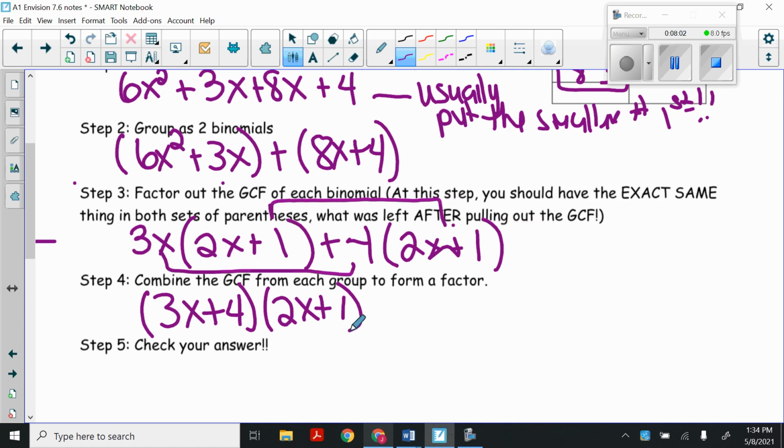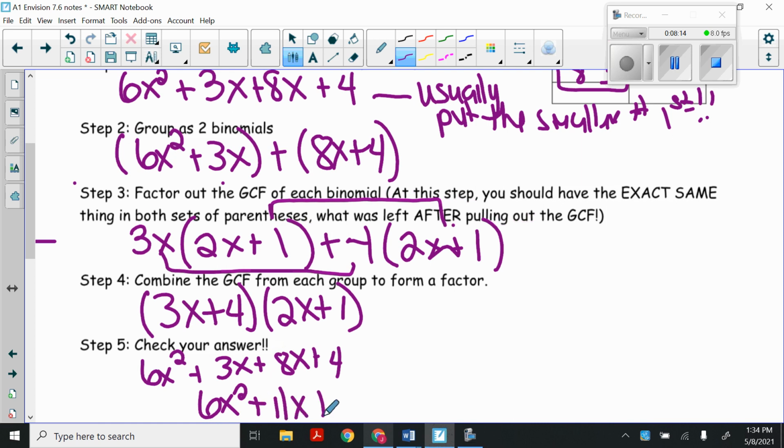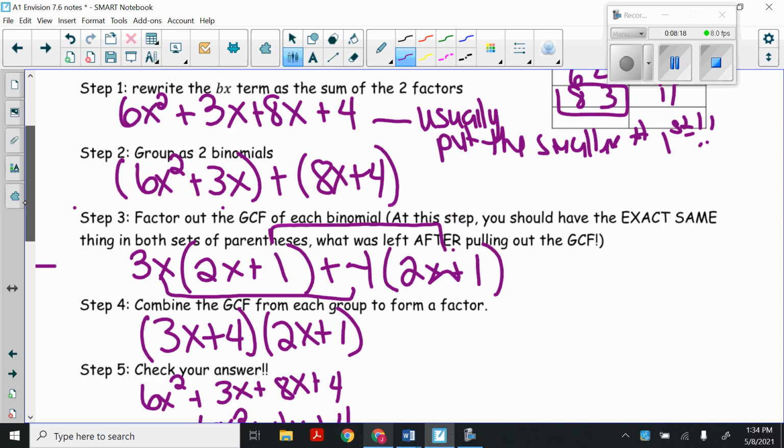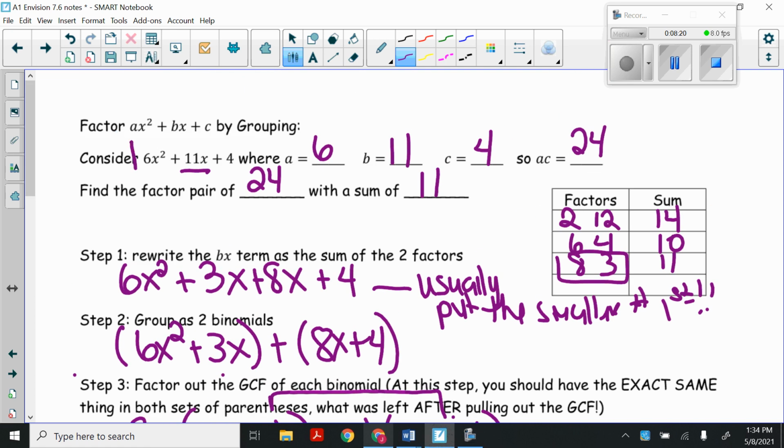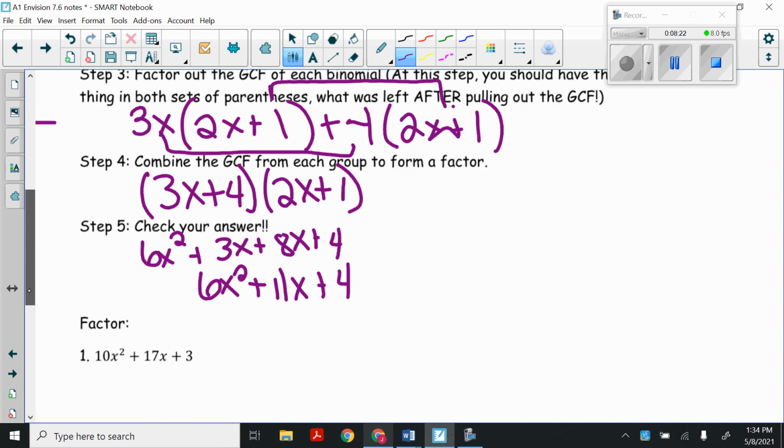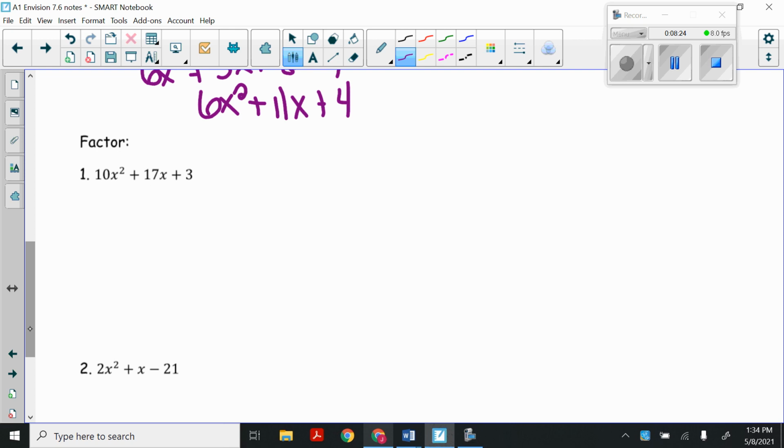Step number 5, remember we can always check our answers, so FOIL. So I get 6x squared plus 3x plus 8x plus 4. When I combine like terms, 3x plus 8x gives me 11x. I have 6x squared plus 11x plus 4, and we go back. That's exactly what we started out with to factor. So we know that we have factored that correctly. Okay, so let's practice a bunch of these.